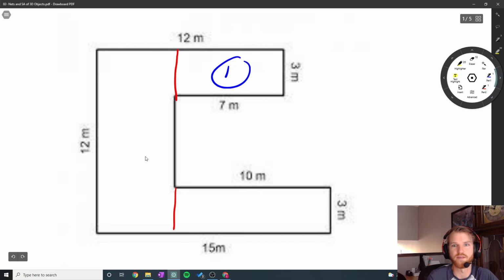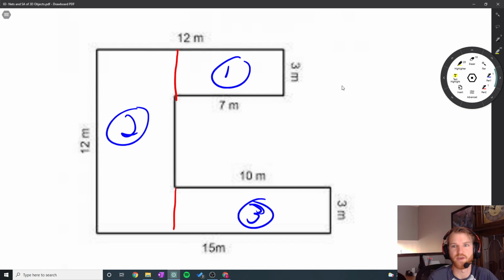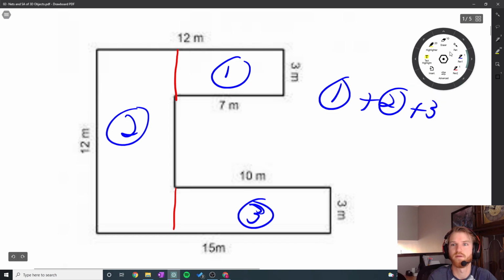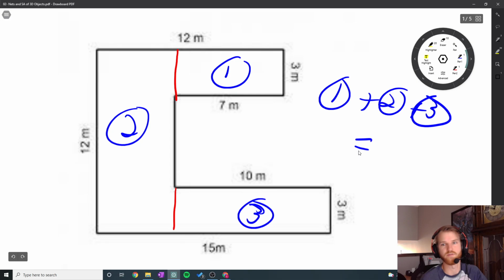So you would just say, I'm going to find the area of this shape here. I could call that rectangle 1, and I could find the area of this shape here, and I could find the area of this shape here. And then once I found those three, I would just add them together: area of 1 plus the area of my second shape plus the area of my third shape all together would give me the area of the whole thing, of my weird C-shaped whatever.